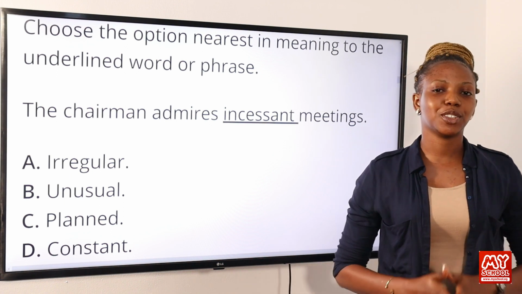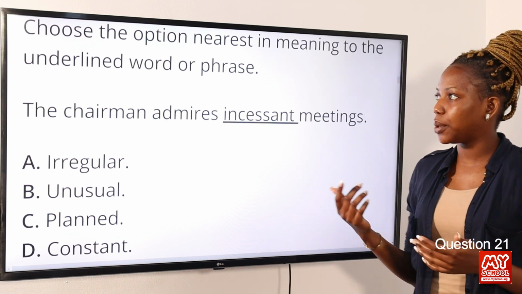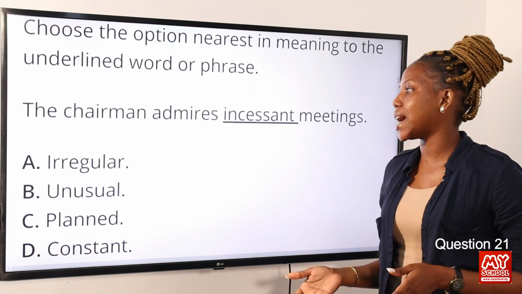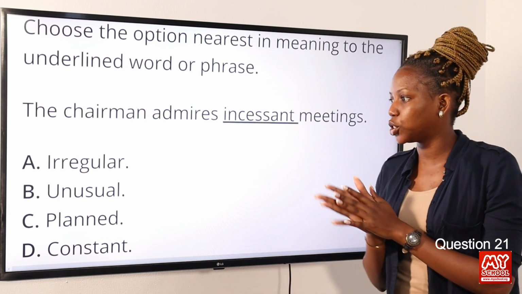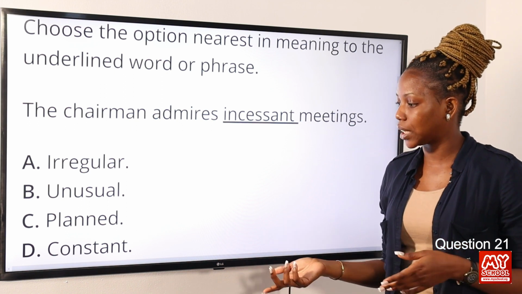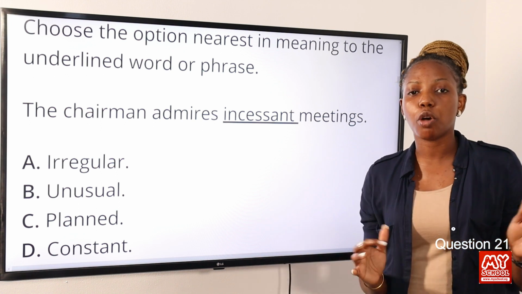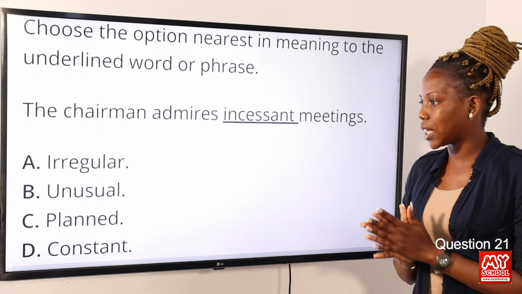Now let's jump right into question 21. Choose the option nearest in meaning to the underlined word or phrase. The chairman admires incessant meetings. Option A, irregular. Option B, unusual. Option C, planned. Option D, constant. First and foremost, what is incessant? Incessant is not ending, without pause or stopping. Okay, so that's what it means.